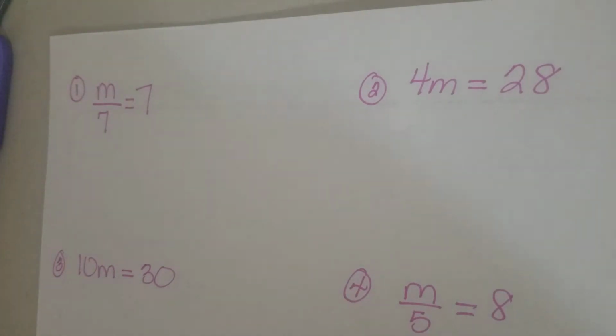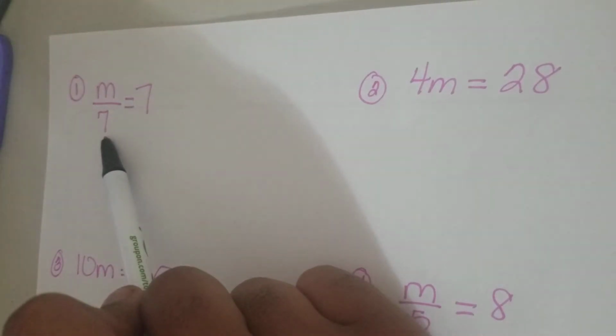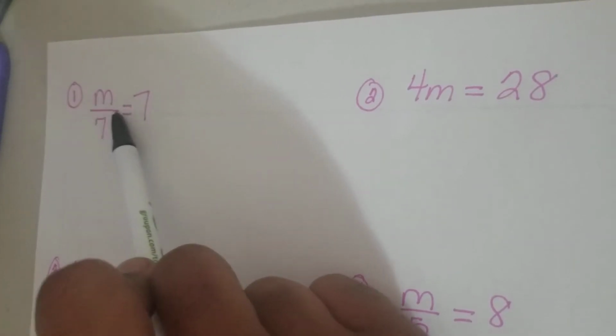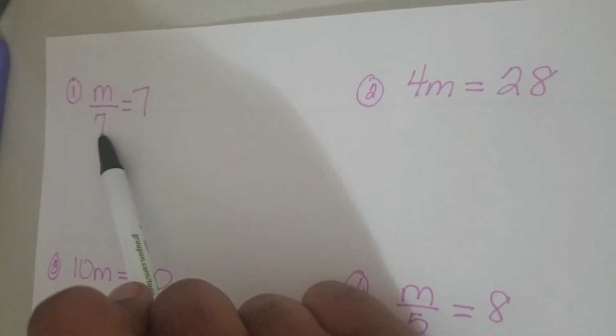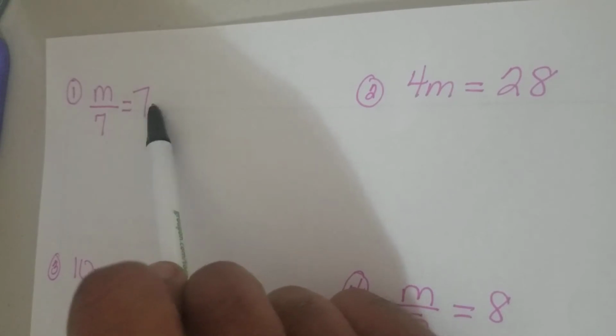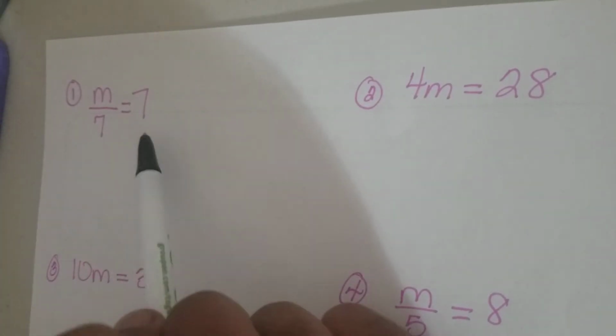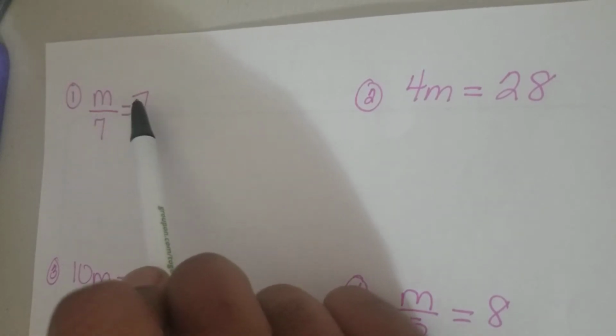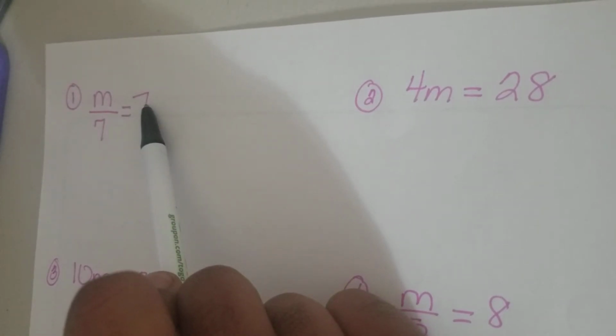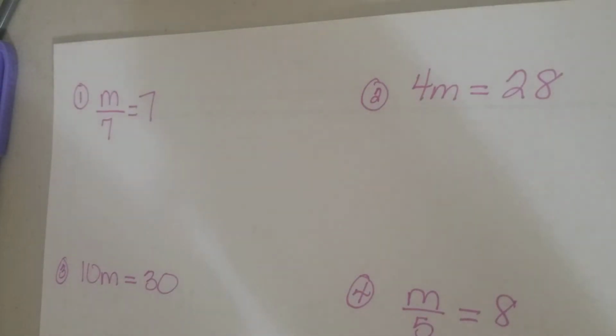All right, so we have m divided by 7 equals 7. When we have division, we want to do the opposite, so we want to multiply. But what do we multiply? The easiest thing to start with is you're going to multiply the number at the bottom, the number underneath the division bar, by what's outside your equal sign. Okay? Let's show you a little bit of that.